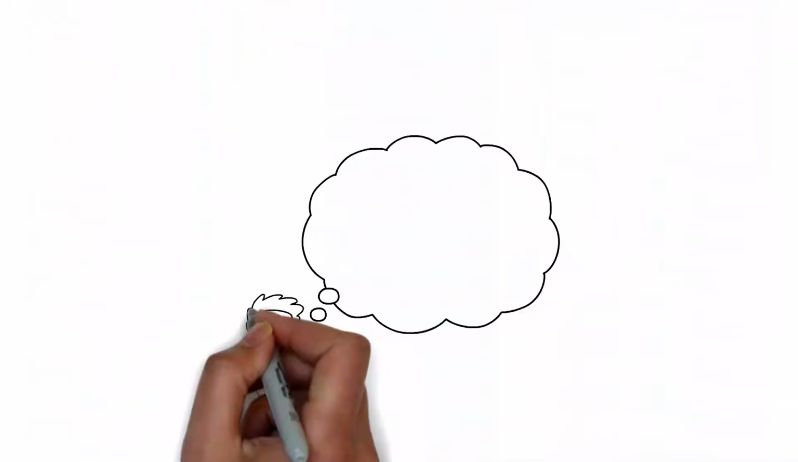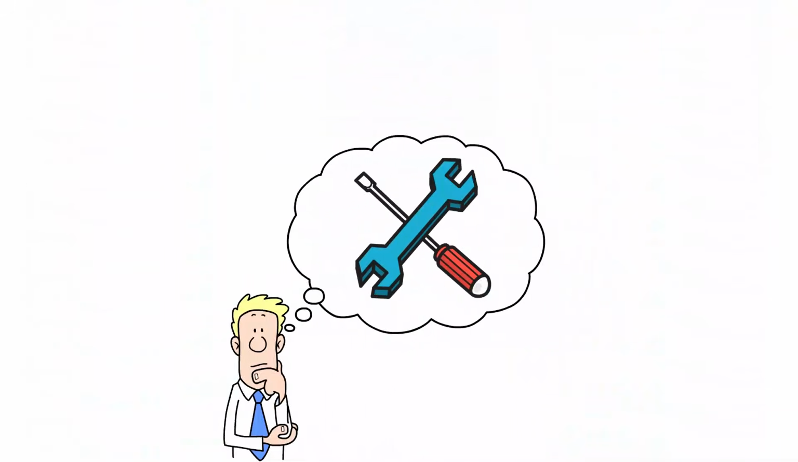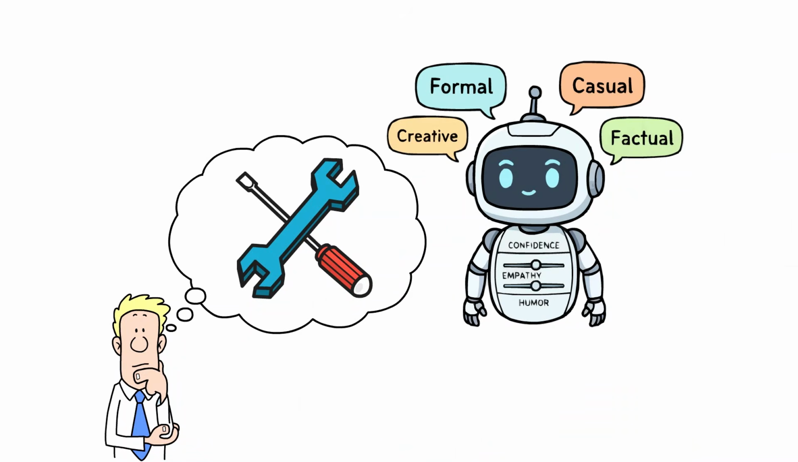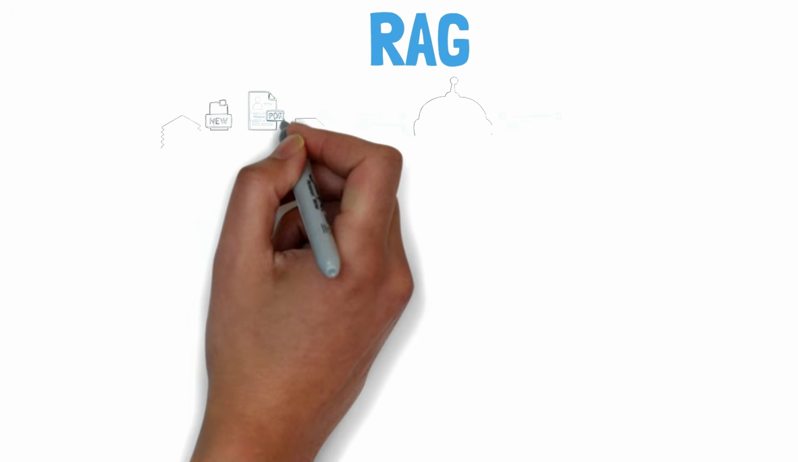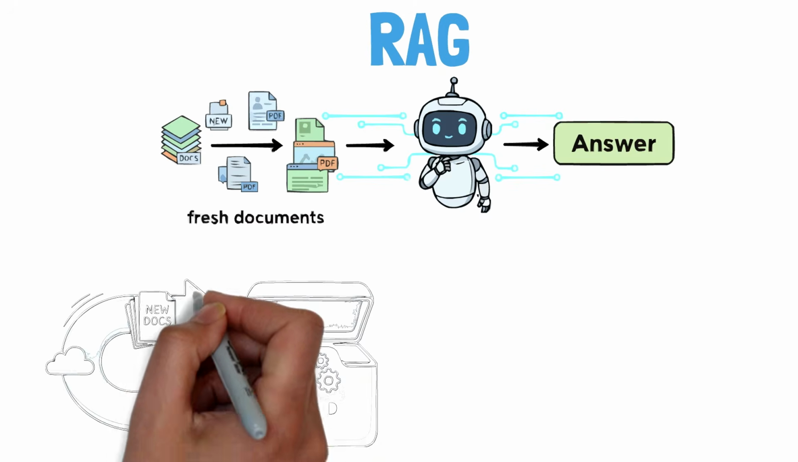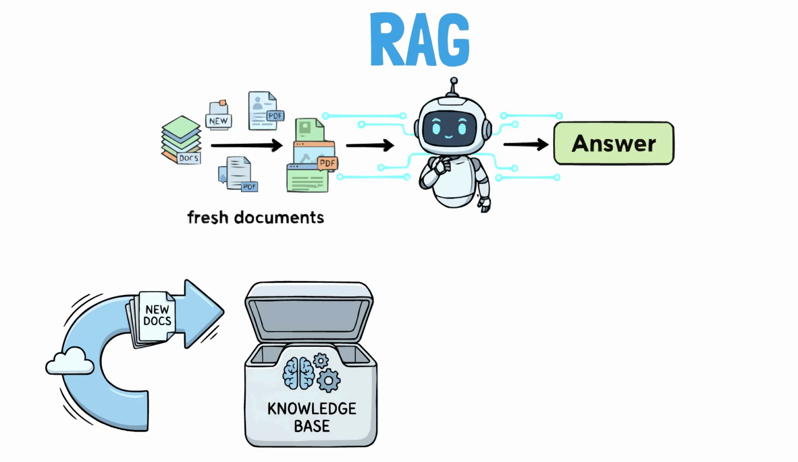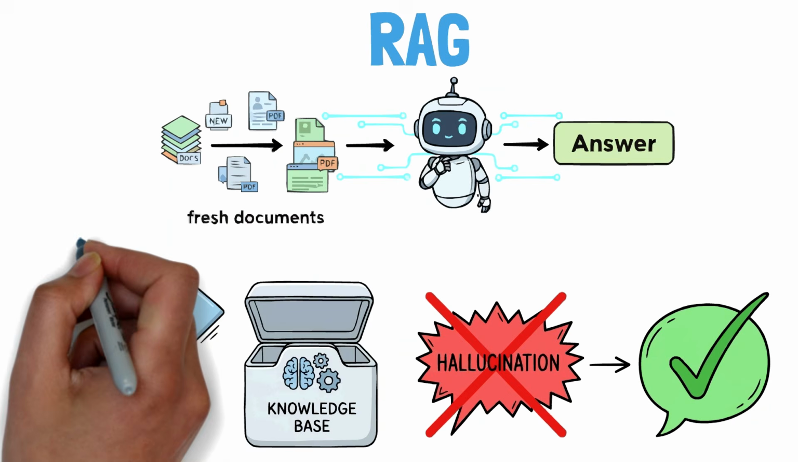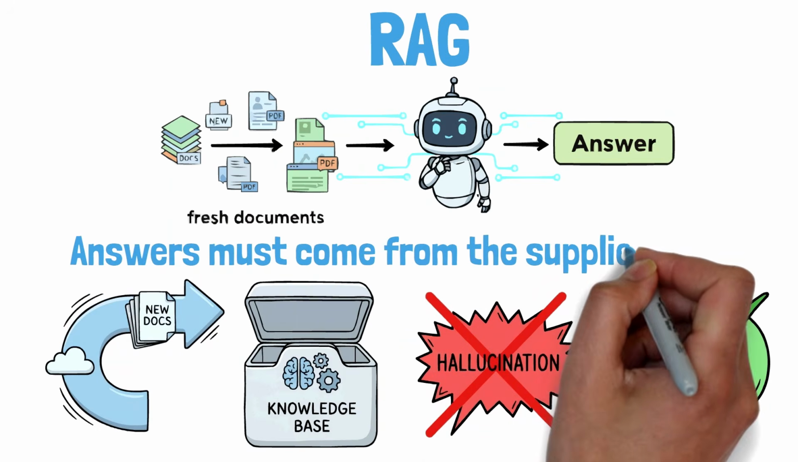You might wonder if fine-tuning could solve the same problem. Fine-tuning teaches a model a new behavior or writing style, such as your brand voice. RAG, on the other hand, gives the model new knowledge at query time. One of RAG's biggest advantages is how easy it is to update. Adding new information is as simple as uploading a new document. There's no retraining required. And hallucinations are greatly reduced because answers must come from the supplied text.